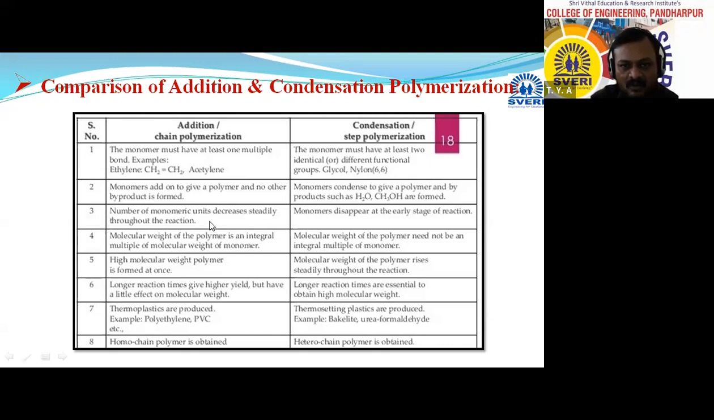Then monomeric units are decreased. What is the meaning of this? The number of monomeric units decreases steadily throughout the reaction. Suppose 10 monomers are there. When one monomer is attached to the second, they will form one. It means the resultant count will be 9 monomers.